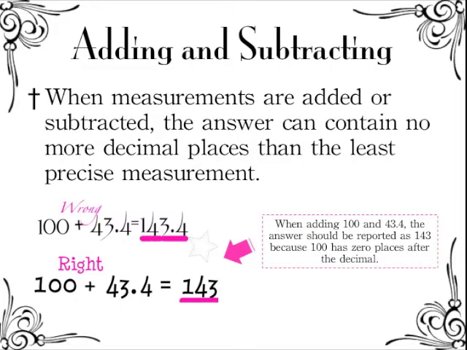When measurements are added or subtracted, the answer can contain no more decimal places than the least precise measurement. For example, the answer is 143 and not 143.4 because 100 has no places after the decimal and 43.4 has 1. So the answer should have no places after the decimal.